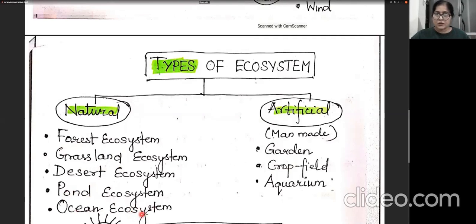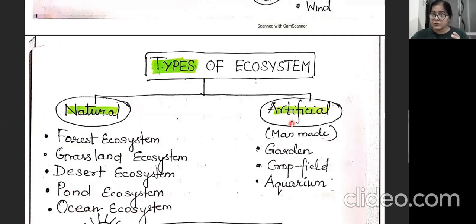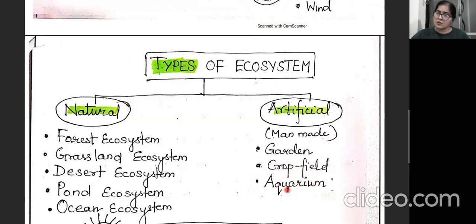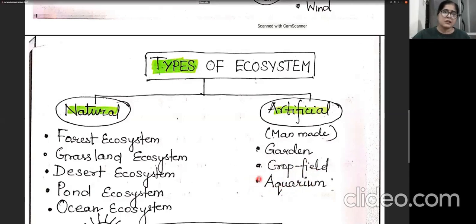ecosystem, and ocean ecosystem. Artificial ecosystems are man-made ecosystems, synthetic systems that are made by us. A garden is one example, and a crop field, an agriculture field where crops are grown by farmers. There are a number of organisms, birds are there, decomposers are also there, and then aquarium. Aquarium is also a man-made artificial ecosystem.